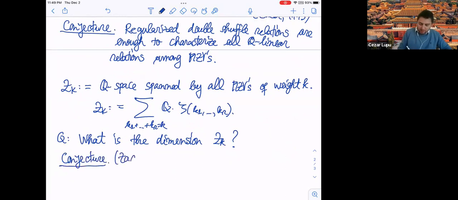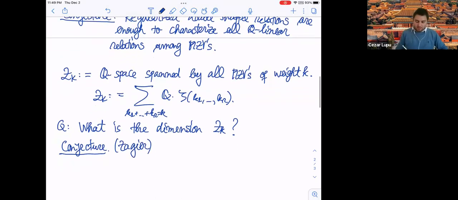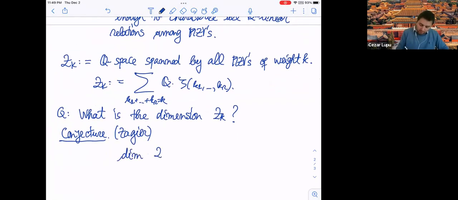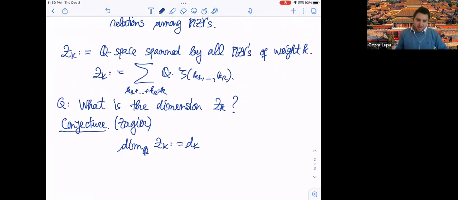So this is what we call the Zagier dimension conjecture, which says that the dimension over Q of this Z_k is this number d_k. So this is like a Fibonacci type number. Actually, I can see there is a delay while I'm writing, and then it appears on the screen. But anyway, I hope this will be the words that we will encounter in this seminar. Like I said, this d_k is a Fibonacci type number, defined recursively in the following way.